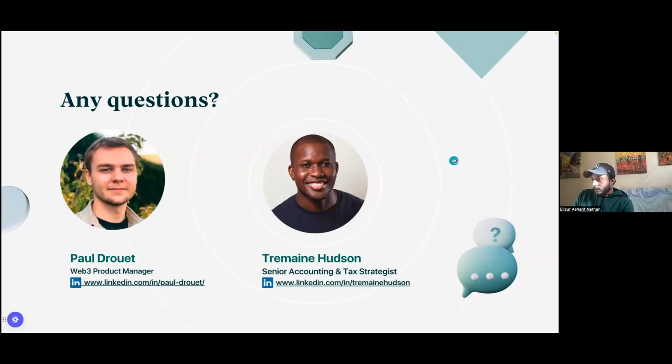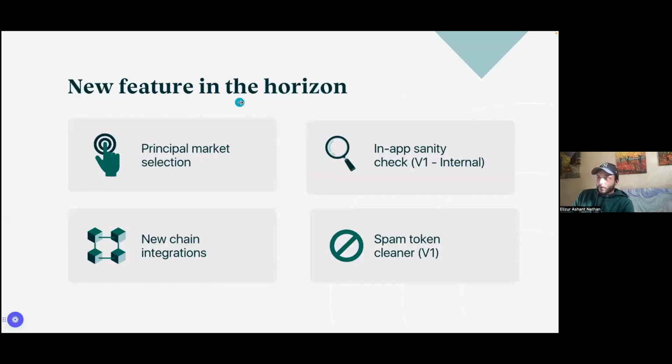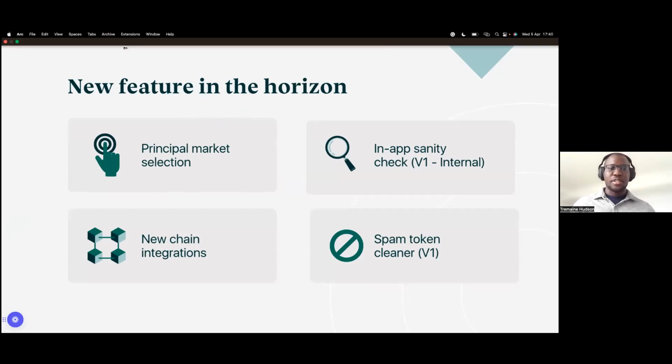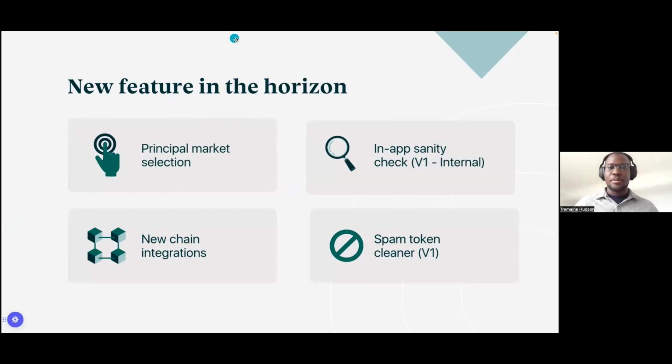Okay, cool. So let's have a look at new features coming on the horizon. I'm going to take the first two here, principal market selection and in-app sanity check. These are coming very soon, and we're super excited about these because we've had a ton of requests, not just from clients, but also from industry conversations with auditors and Big Four accountants, that especially on the principal market side, this was something we really should offer to our customers in terms of the flexibility of choosing their principal market.